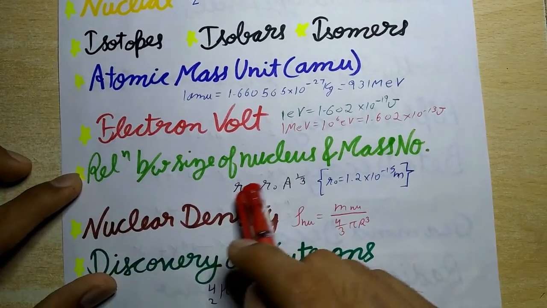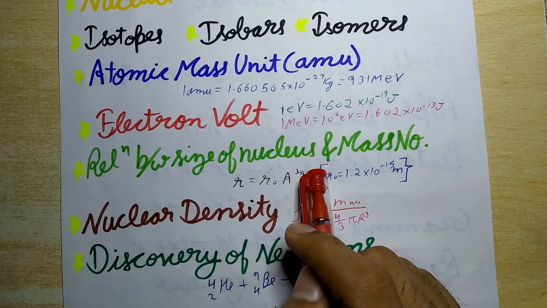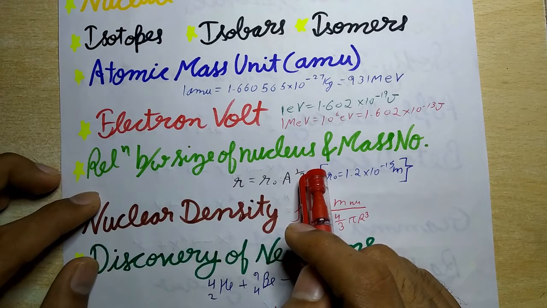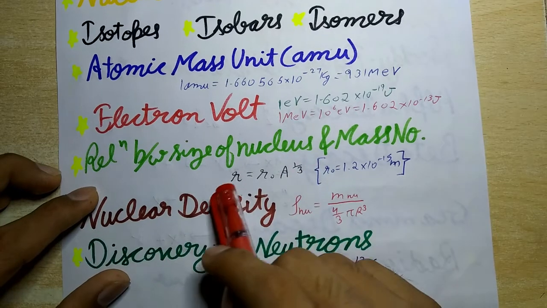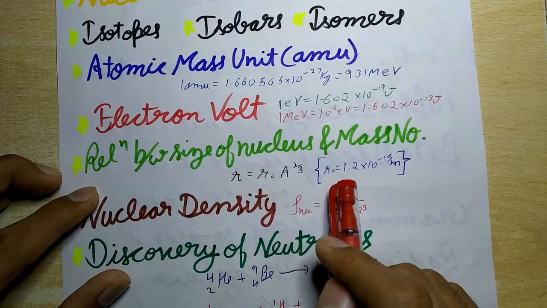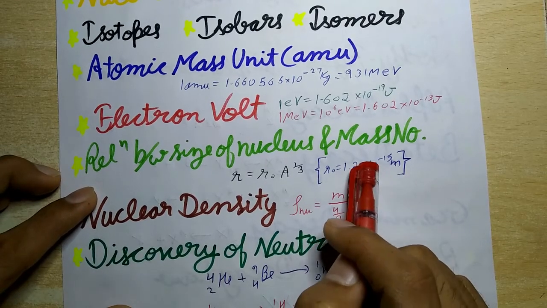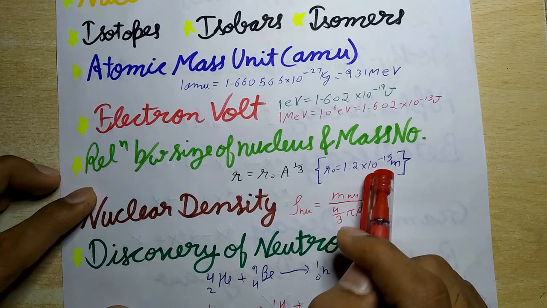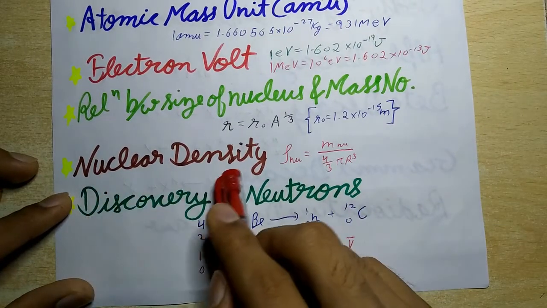Now, relationship between the size of nucleus and mass number. It is found that the radius R of the nucleus is proportional to the cube root of its mass number. So R equals R naught A to the power 1 by 3, where R naught is equal to 1.2 times 10 to the power minus 15 meter, and that 10 to the power minus 15 meter is 1 Fermi.